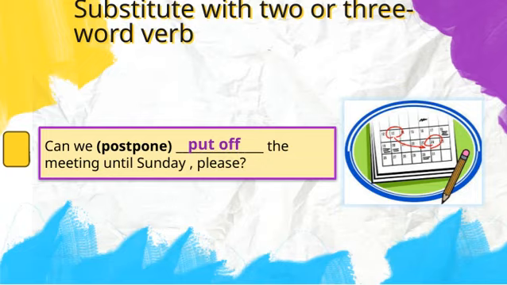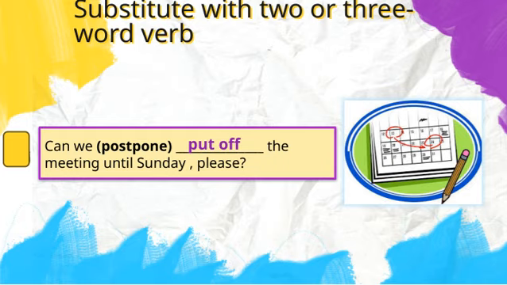Now let's talk about the phrase put off. Essentially, it means to delay or postpone something. Instead of saying put off, we often use a more specific 2- or 3-word verb phrase to make it clearer or more natural in conversation. For example, in a sentence like, "Can we postpone the meeting until Sunday, please?" Here, postpone is a perfect substitute for put off.